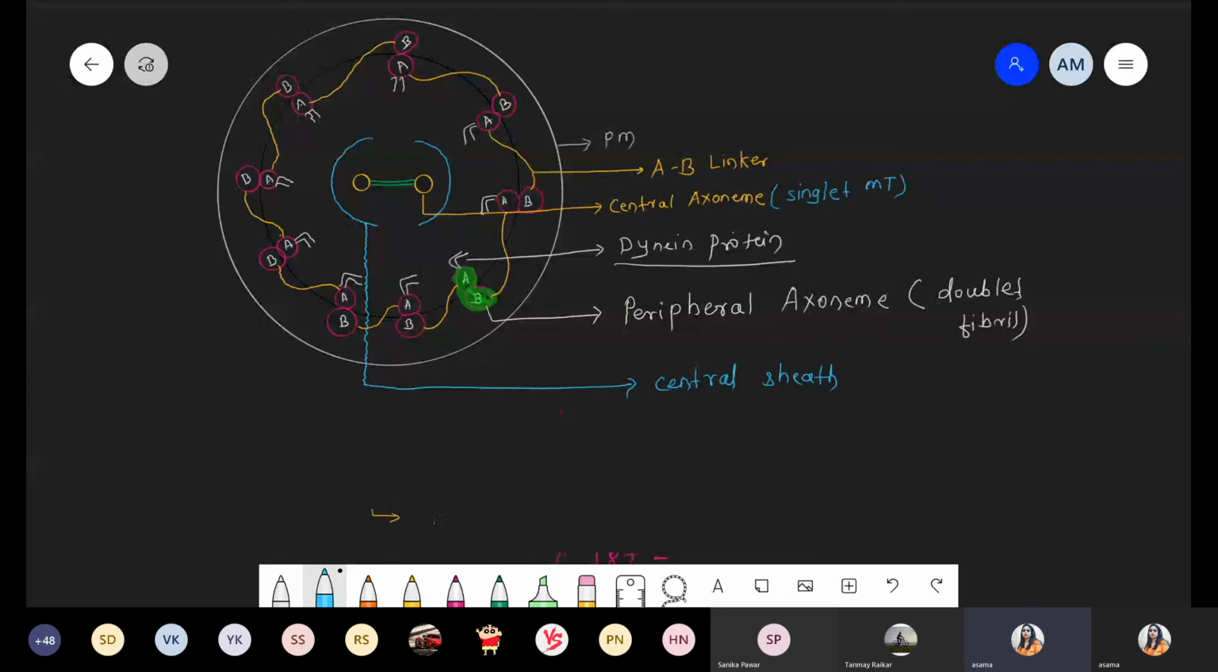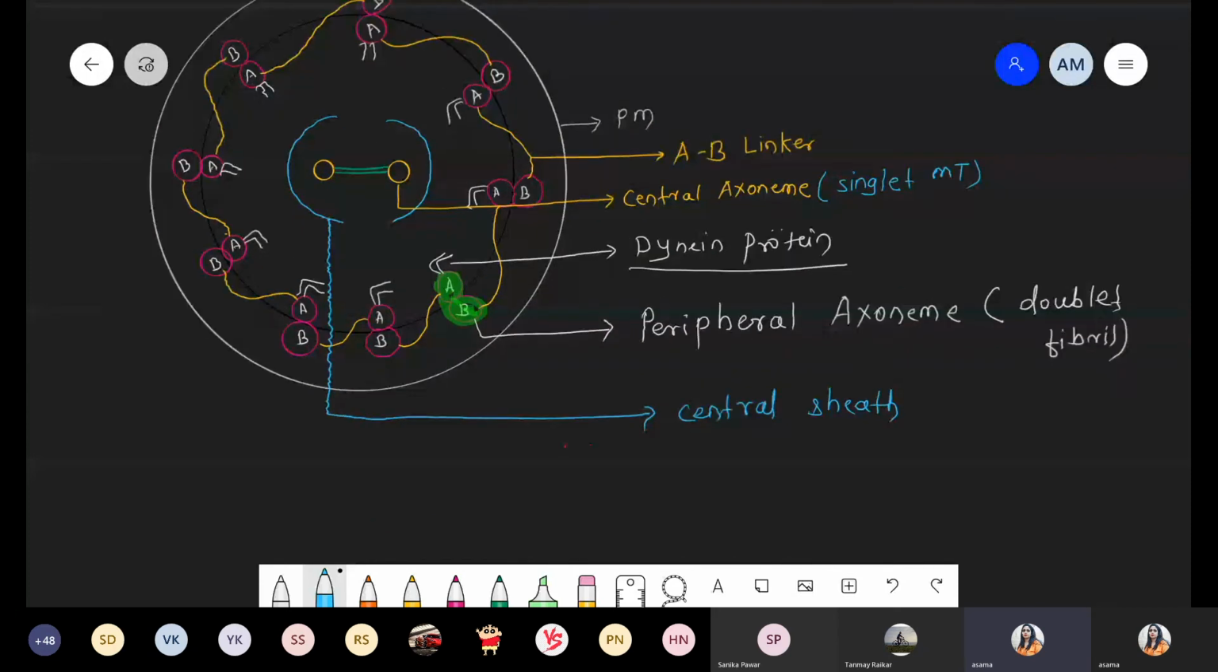So at the center, there is the central axoneme, which is a singlet microtubule. The central axoneme is covered with a protective layer, and that protective layer is called the central sheath. तो हमने क्या क्या नाम देखा? We discussed the AB linker, the central axoneme, the dynein protein, then the peripheral axoneme, and the central sheath. Got it? This point is clear? Yes, ma'am. Okay.